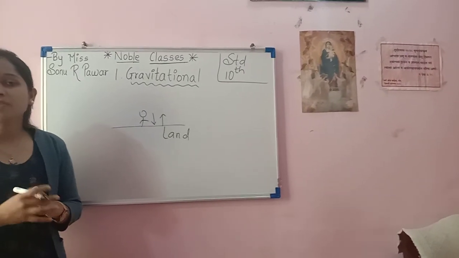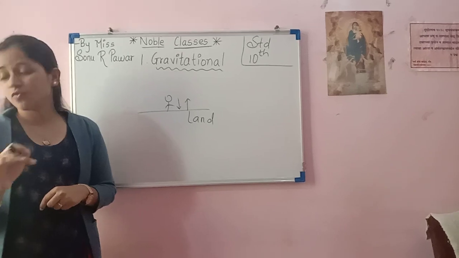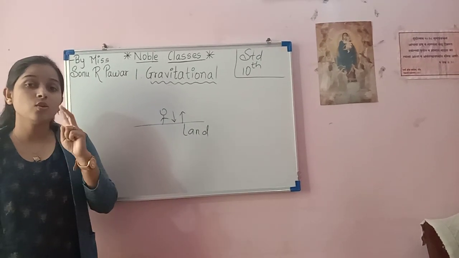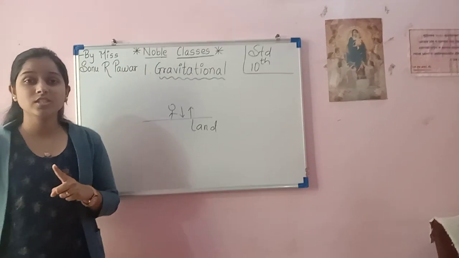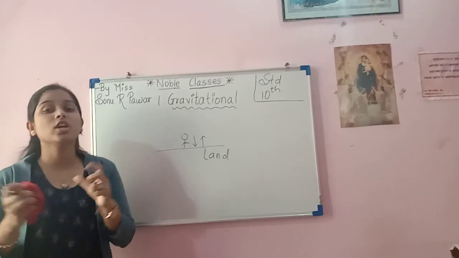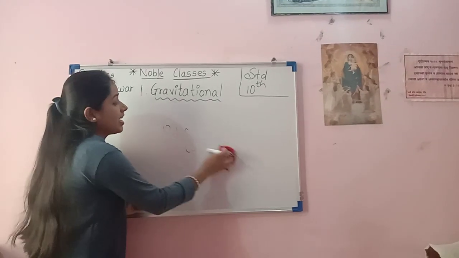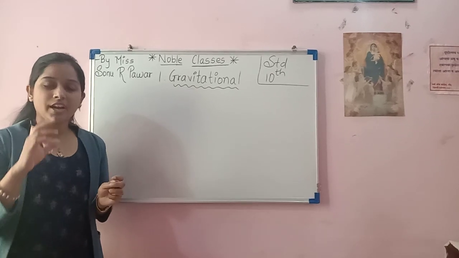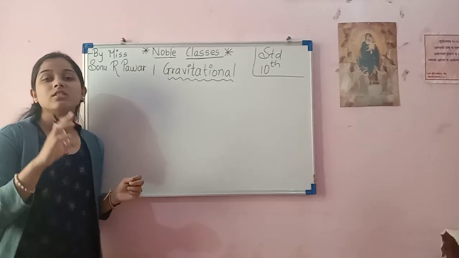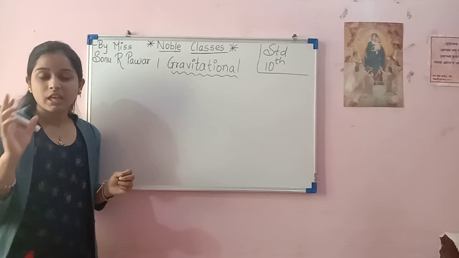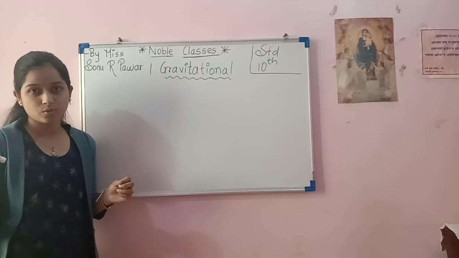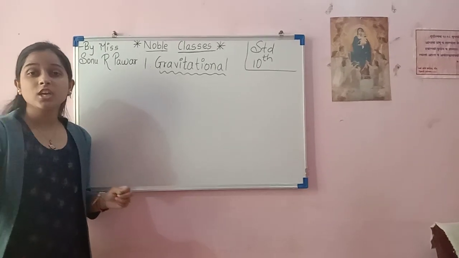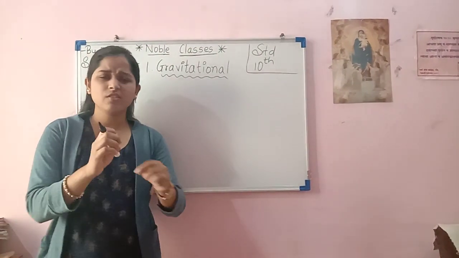So what is the definition of gravitational force? The gravitational force definition is nothing but when two objects or two bodies in the entire universe try to attract each other with a certain amount of force, this force is known as gravitational force. And let me tell you one thing, gravitational force is the weakest force of all. That is the weakest force.